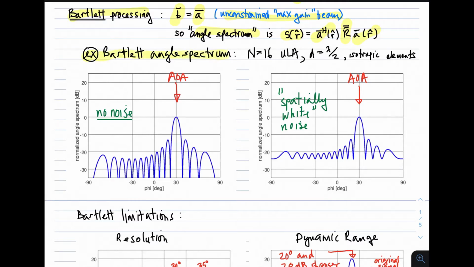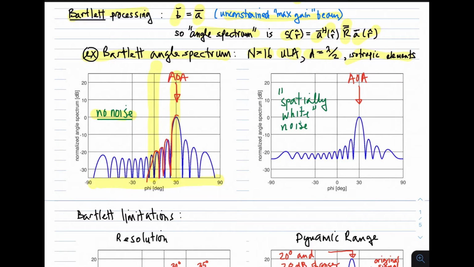So, to start off with an example that we can use for comparison later, here's the Bartlett angle spectrum for a particular problem. Here we have a 16-element uniform linear array with half wavelength spacing and isotropic elements, just to keep everything as simple as possible. So the search domain is over phi going from -90 to +90, and phi equals 0 being the broadside direction. If we have a signal incident from 30 degrees and no noise, so the only thing the array sees is the signal, then we get this sinc-like response, which is the Bartlett angle spectrum.